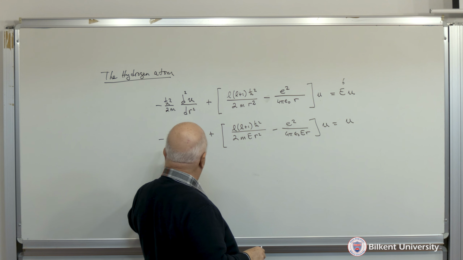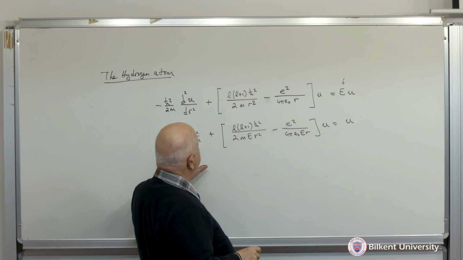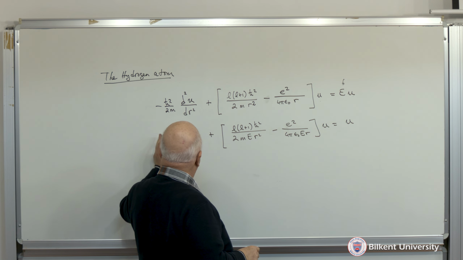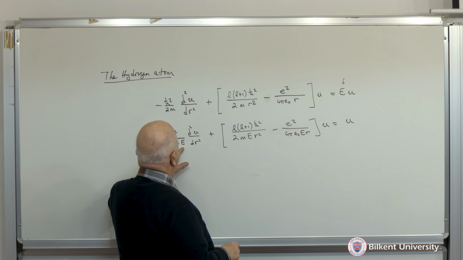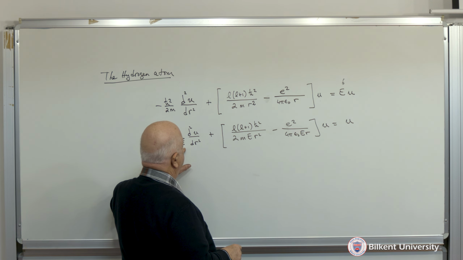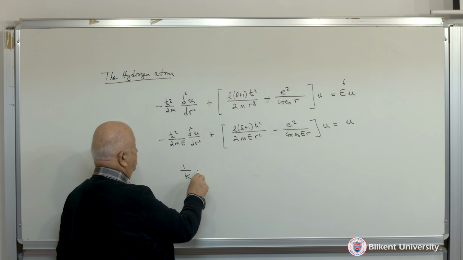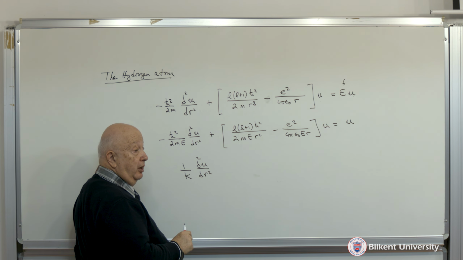Now that I have divided everything by energy, everything should be unitless. Now, what I do is I define some quantity here, which I am going to call 1 over k squared, so that I have something like this, 1 over k squared d squared u dr squared. So that will be the first term.